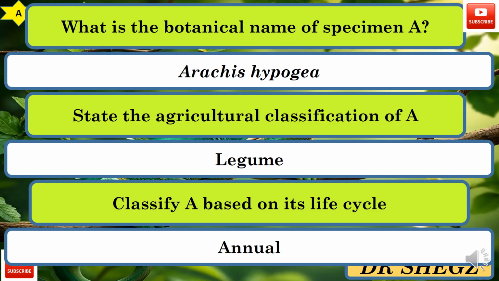Now, what is the botanical name of specimen A? From the last slide, you saw that the generic name is Arachis, and the specific name is hypogaea. The agricultural classification of A is legume, and the life cycle is an annual plant.